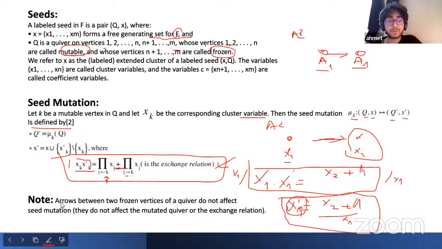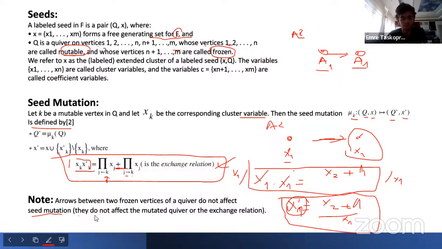Okay. Arrows between two frozen vertices, which I'm going to mention in a minute, of a quiver do not affect seed mutation. They do not affect the mutated quiver or the exchange relation. It will make much more sense in the cluster algebras of geometric type.